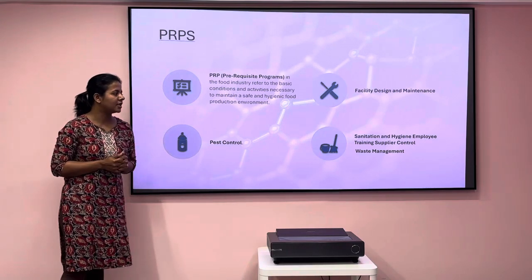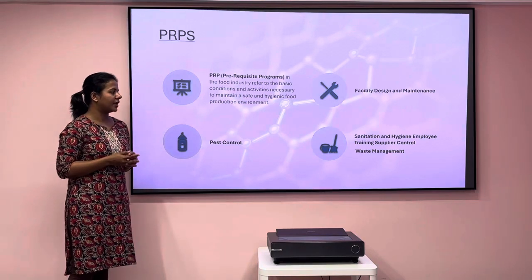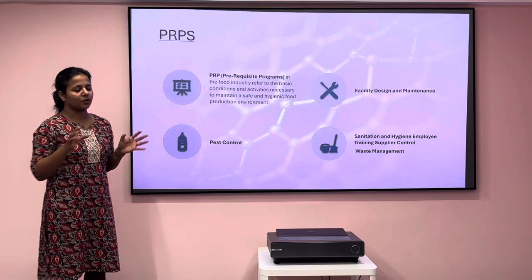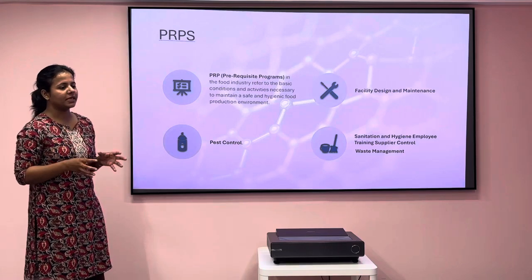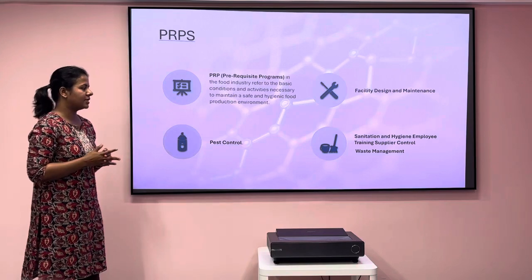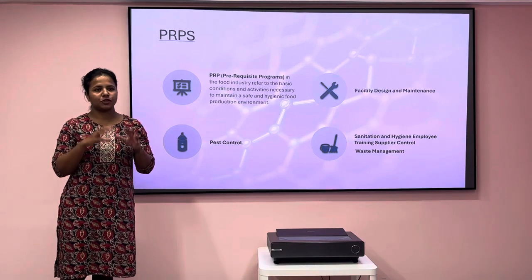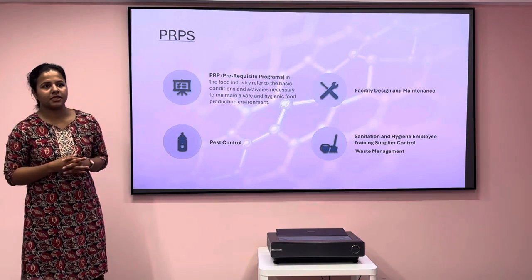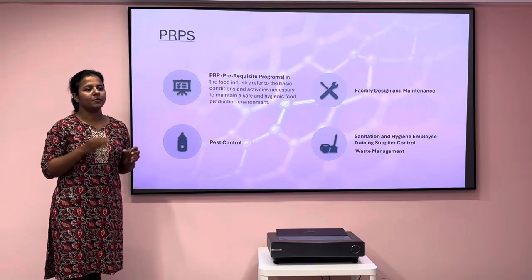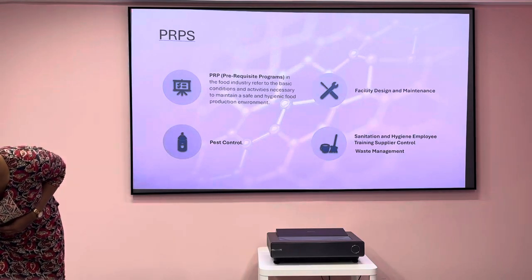And we can go for sanitation and hygiene of the employee. Sanitation and hygiene should be maintained throughout the entire production area. The facility should be clean and neat, and employees also should maintain their personal hygiene. And next, we need to handle the waste properly. Garbage bins should be fixed in all production areas and the waste properly disposed of. Like that we need to maintain all these things.